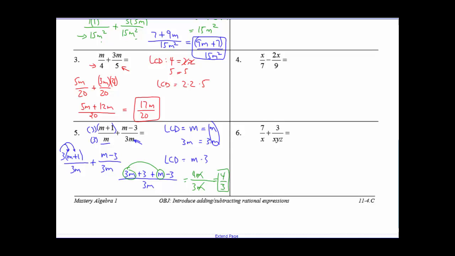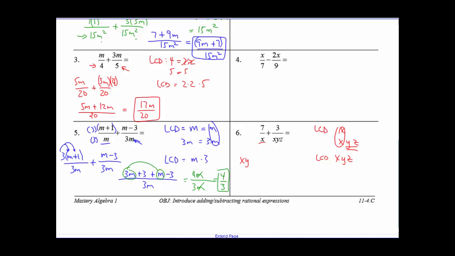All right, one more. Let's jump over to number 6. On 6, lowest common denominator. Left-hand side, we need an x. Right-hand side, we need an x, and a y, and a z. So we have like denominators. We need an x. And then to make the right-hand side, we still need this y and z, so we have to put the y and z down. So our lowest common denominator is x, y, z.